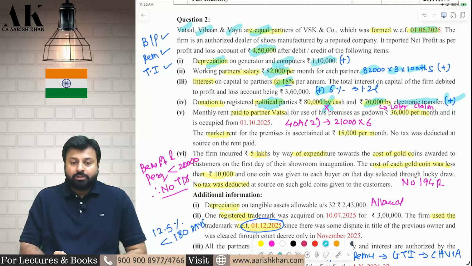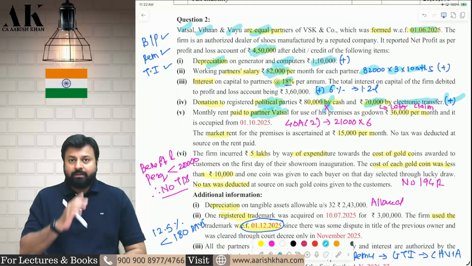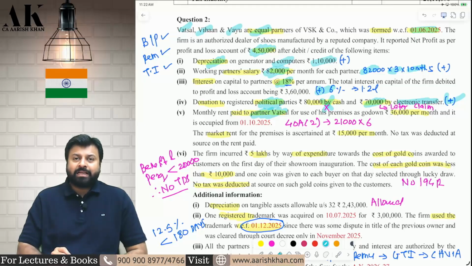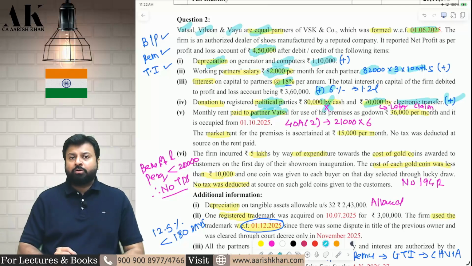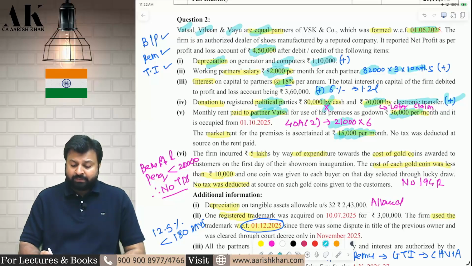Next, you are paying some rent to partner Vatsal. Now, firm and partner are always related party as per 40A(2), remember. You cannot make payment in excess of fair market value to your partners. What is the market value of the rent? The market value of the rent is 15,000. How much are you paying? You are paying 36,000 to the partner. How much excess are you paying? You are paying an excess of 21,000.